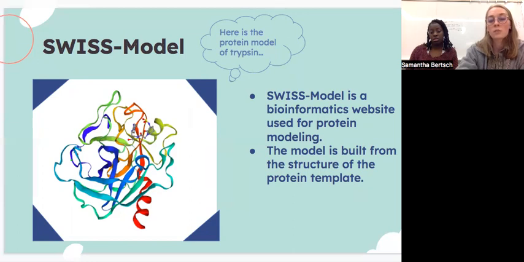The protein model of trypsin is above. In the website, when you put your cursor over the model, it will tell you what amino acid you are at and the location. Protein modeling is important because the shape of an enzyme has a direct effect on catalysis.